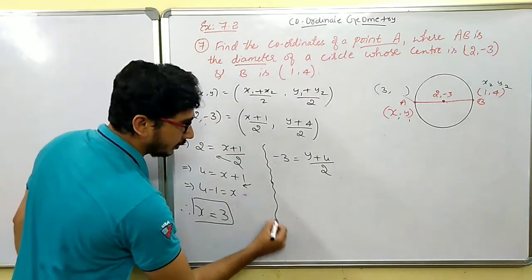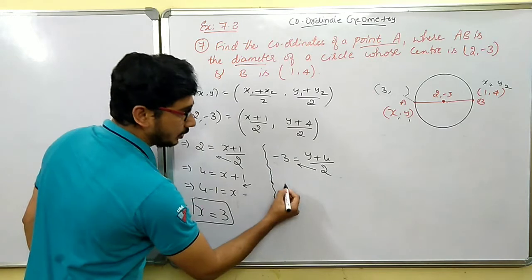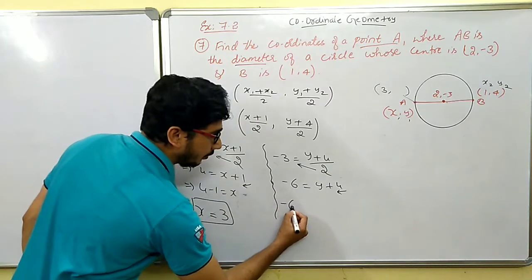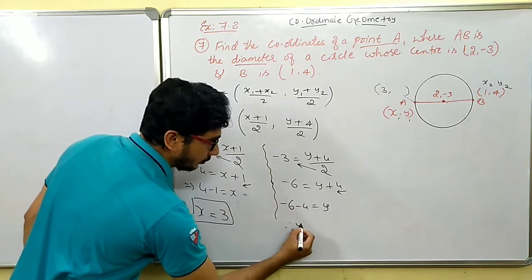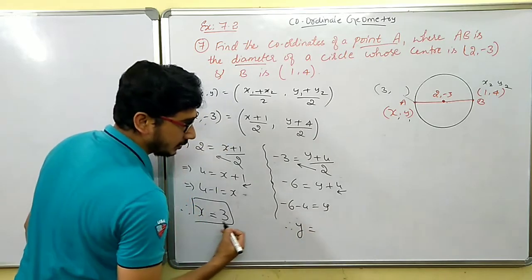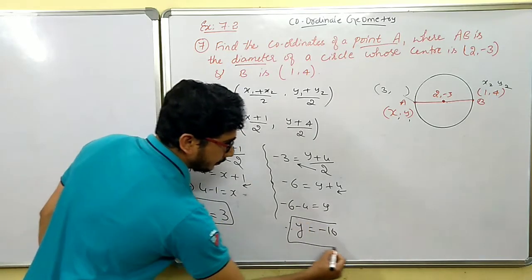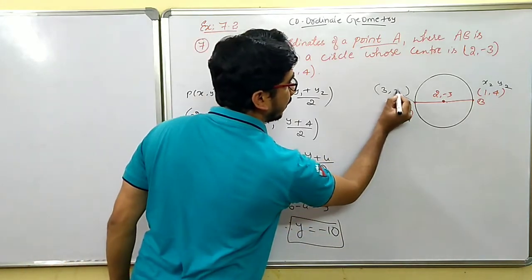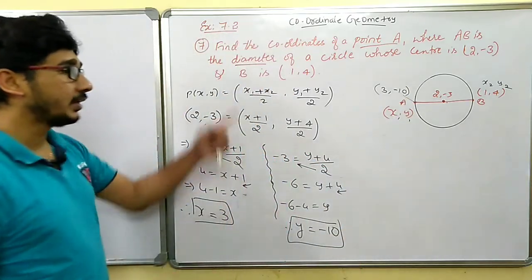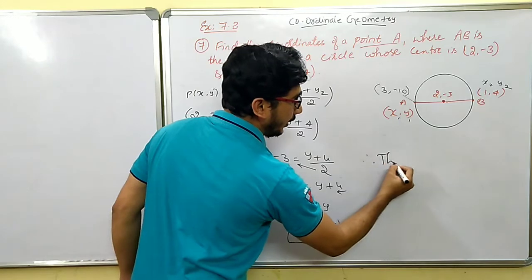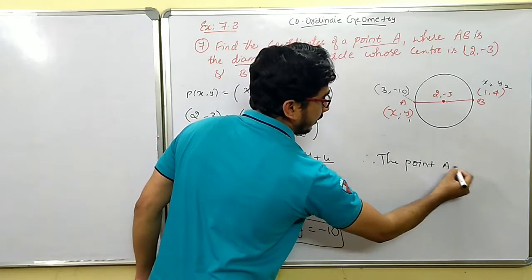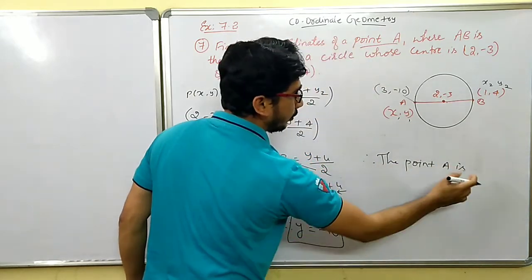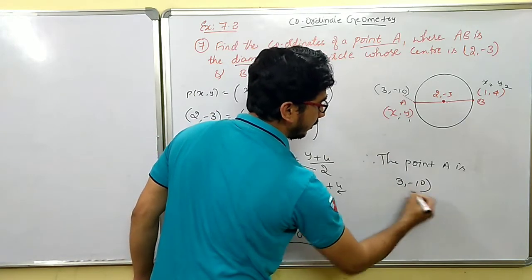Now next I have to find y. Cross multiply here. 2 threes are 6, which is equal to y plus 4. Send 4 to the LHS, it will become minus 6 minus 4 is equal to y. Therefore, y is equal to minus 10. So you got minus 10. So you have to find the point A, right? Therefore, the point A is 3, minus 10.